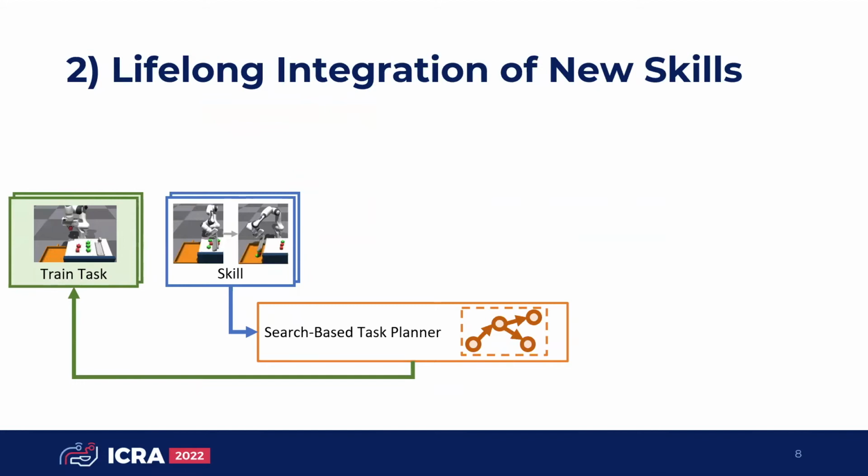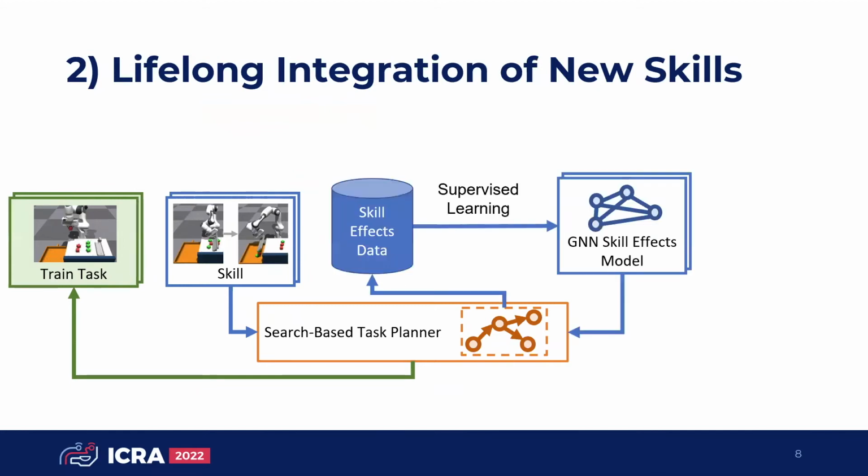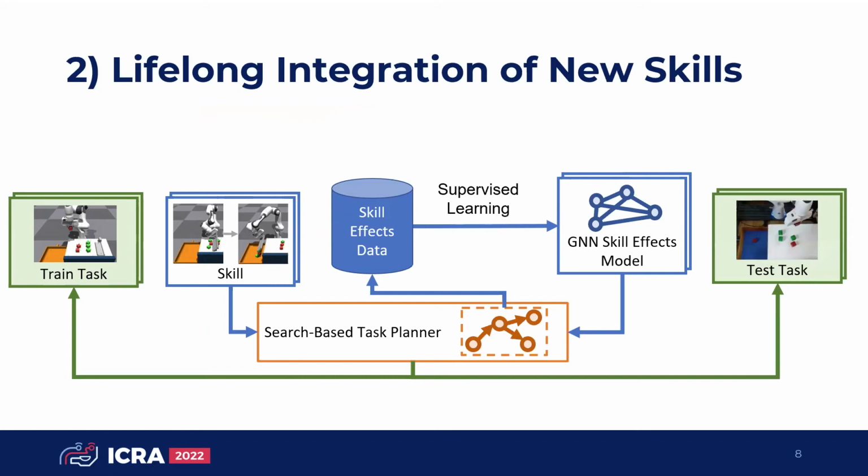Assume that we are given some trained task and some skills. As we run our planner from before, we get new data for each skill. This data contains the skill that was executed and its observed effects. We store all of the skill effect data and use it to train the skill effect model, SEM, using supervised learning. These skill effect models are now used to plan on any test task, which was never observed before.